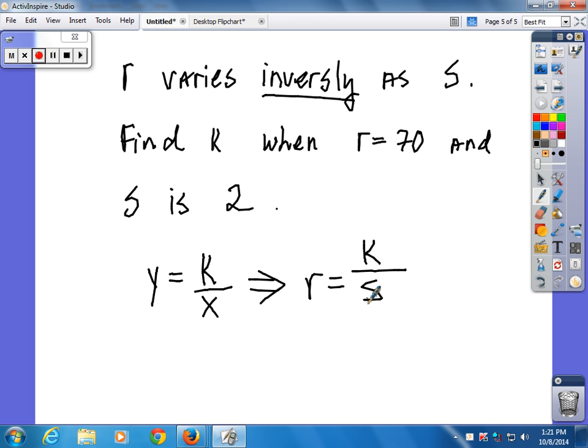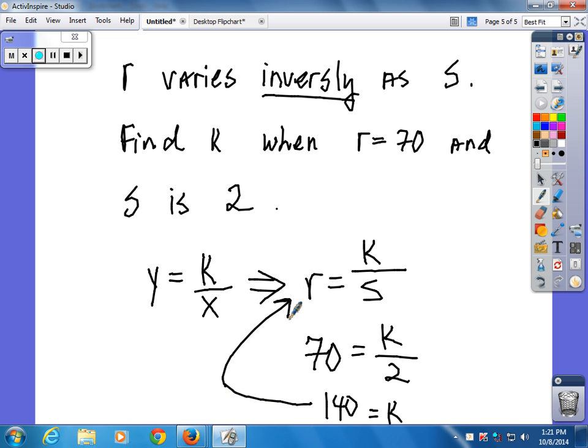Now we plug and shove. R is what? 70. K over 2. So what is K? K is 140. So now I rewrite my equation as what? R is equal to what? 140 over S.